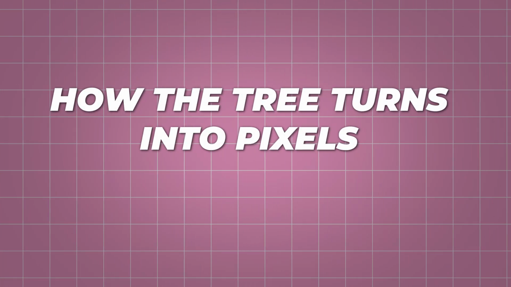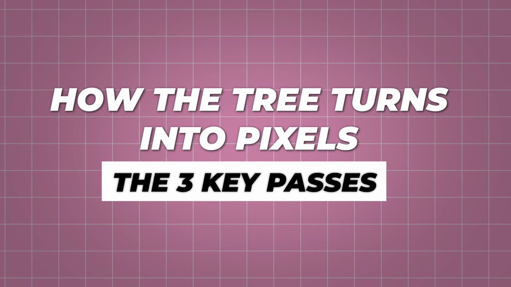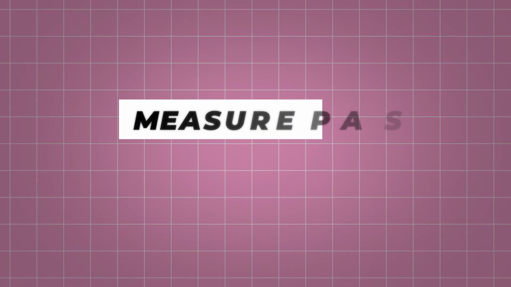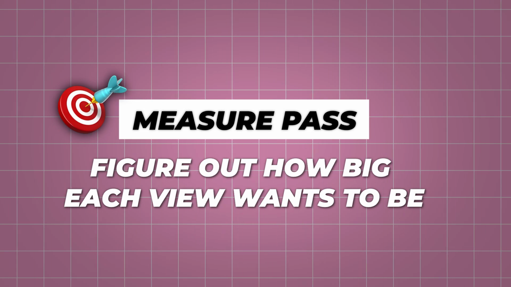How the tree turns into pixels. There are 3 key passes. Whenever Android needs to render a screen or part of it, it walks through the view tree and performs 3 main passes on each element. First, the measure pass. Goal: figure out how big each view wants to be. How it works: starting from the top, each view group asks its children, given these constraints, for example, you can't be wider than me, how much space do you need? Each child calculates its ideal width and height based on its content, text, images, nested views, etc., and tells the parent via setMeasuredDimension. Then the parent uses those sizes to calculate its own size.